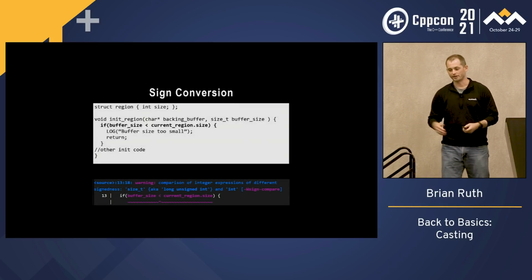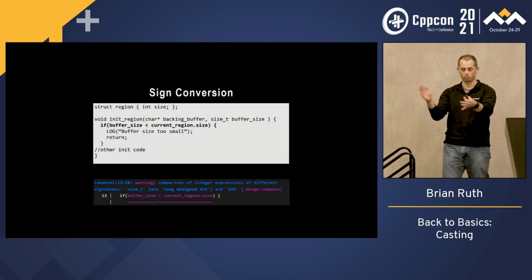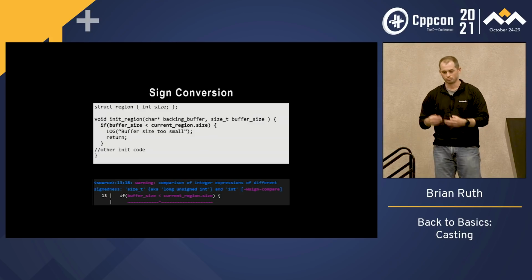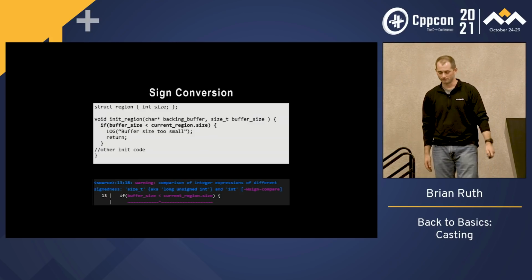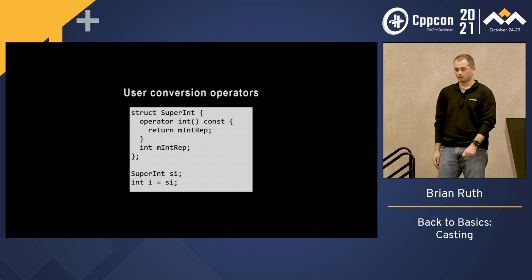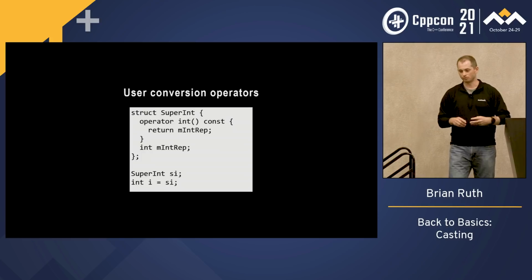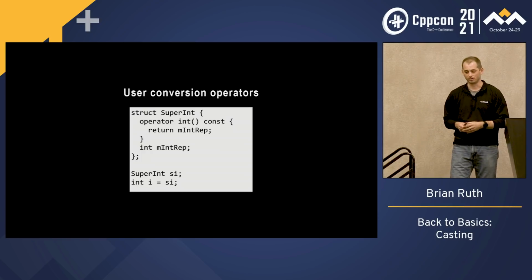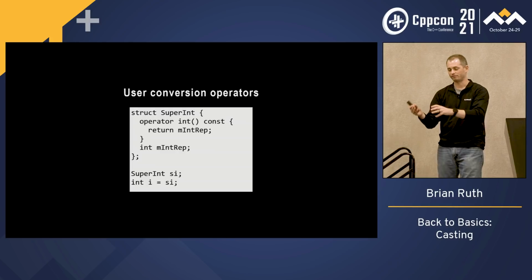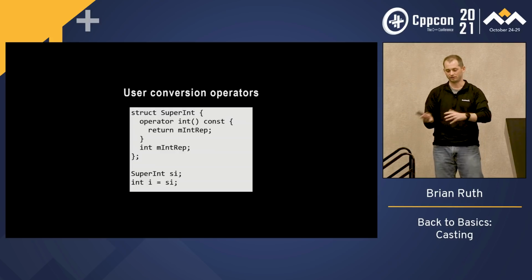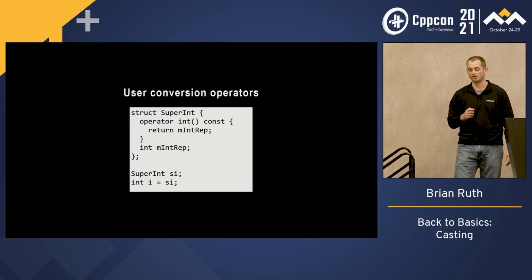Sign conversion. We saw that earlier. So basically, if you have your warnings turned all the way down, this will compile without warnings. It'll just implicitly do the conversions necessary. And as you saw, you can do user conversion operators as well. This just allows you to make some special class and then have the ability to assign it to a different class via this conversion operator.